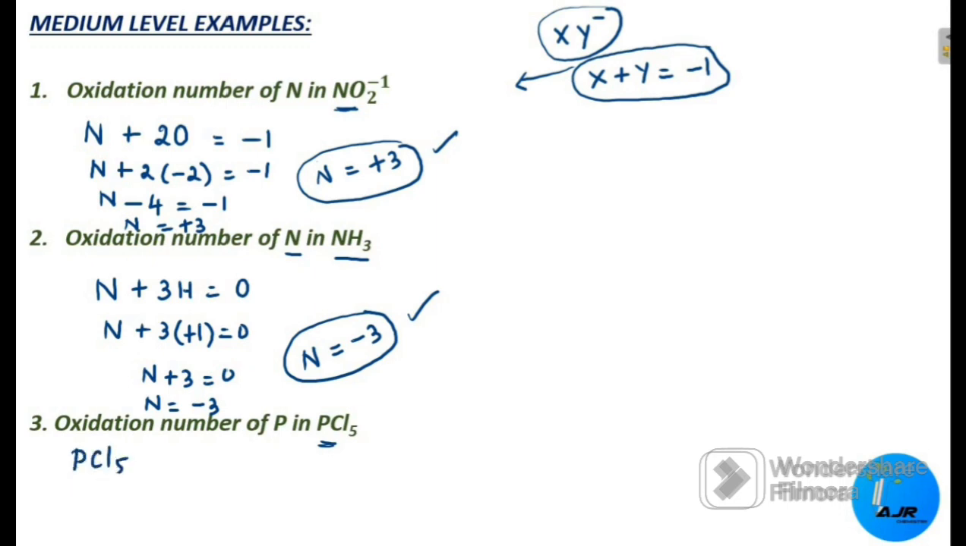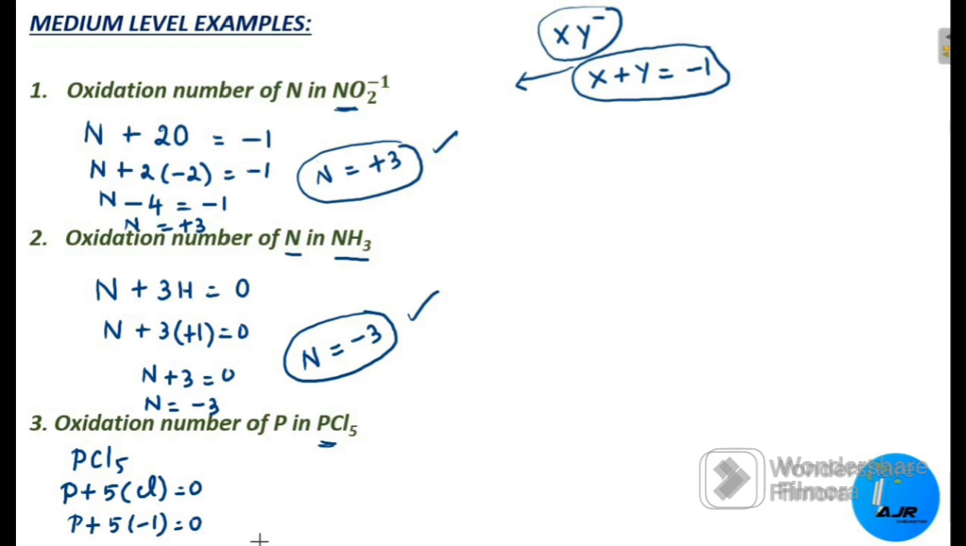PCl5. We are supposed to find out the oxidation number of phosphorus. So phosphorus plus 5 into Cl is equal to 0. Now, what is the oxidation number of chlorine? See, the oxidation number of all the halogens is minus 1. So that's the rule, right? That's the rule which we have learned.